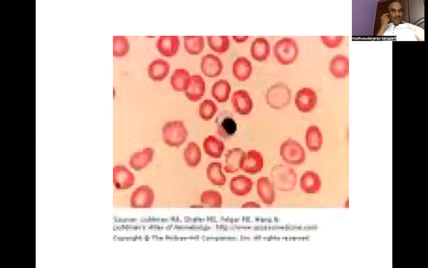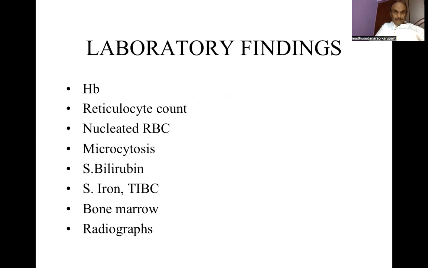This is the peripheral smear of the child with thalassemia major. So there should be regular laboratory evaluation of the patient on treatment. You monitor the hemoglobin levels in order to maintain the hemoglobin around 9.5 to 10 grams per cent. So that will have a beneficial effect in order to promote growth, reduce bone changes, and improve the quality of life.